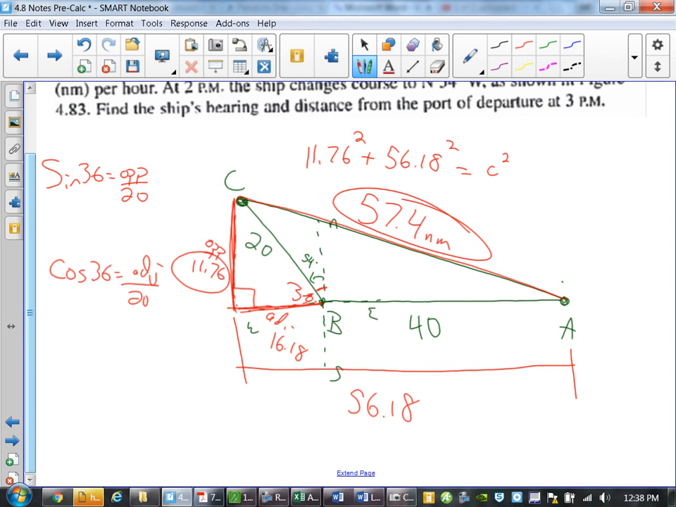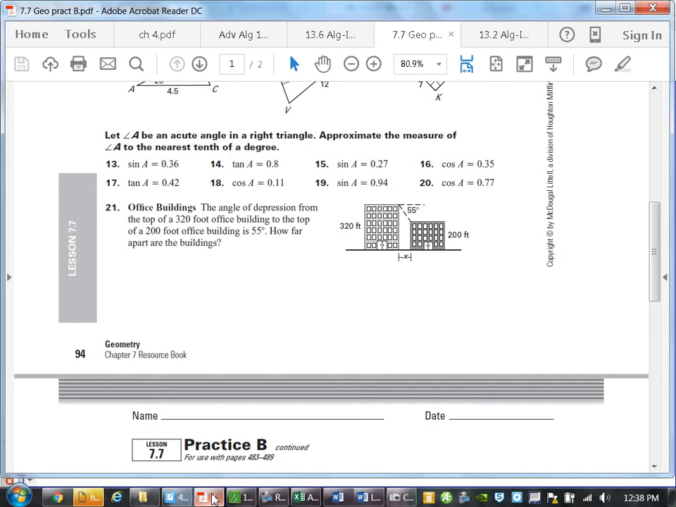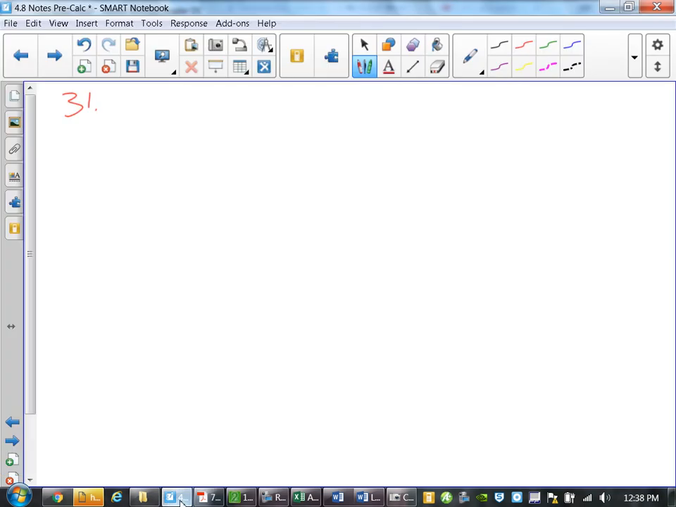A ship leaves port at noon and has a bearing of south 29 west, and it sails at 20 knots. This is 31 from the book. I think I have it up here. Oh, I X'd it out. Oh well. Anyway, so you start, it goes 29 degrees south, 29 degrees west. What's that? So I start at south, and I go towards the west, 29 degrees.